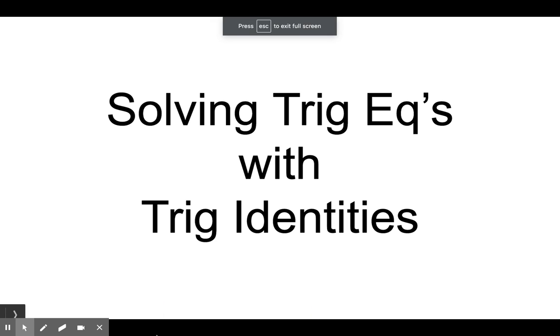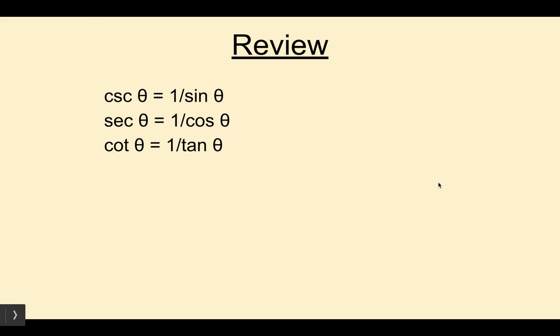Okay, so let's talk about solving trig equations, specifically where we have to use trig identities. Before we do that, let's do a little review. So here are the reciprocal identities. Cosecant is 1 over sine, or depending on the context, we could do sine as 1 over cosecant.